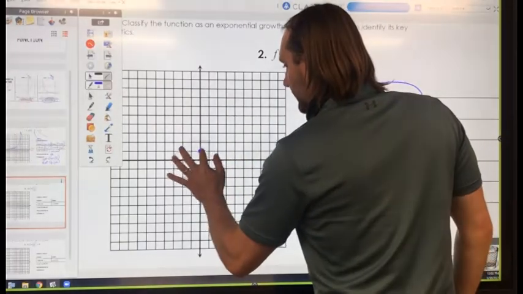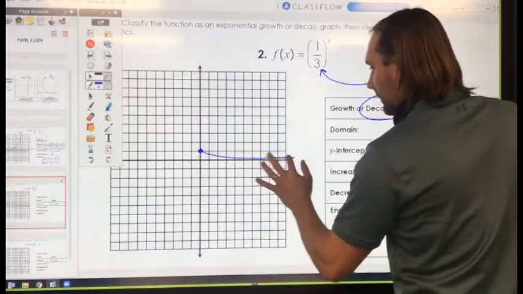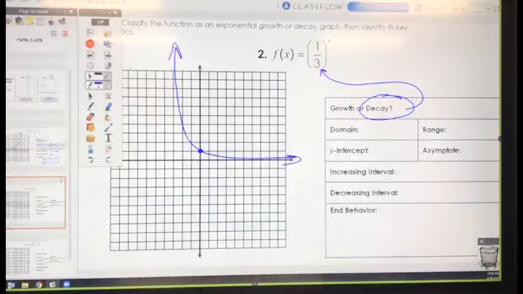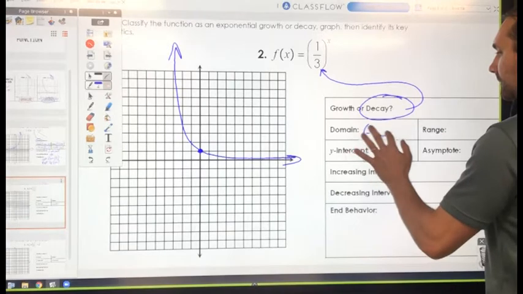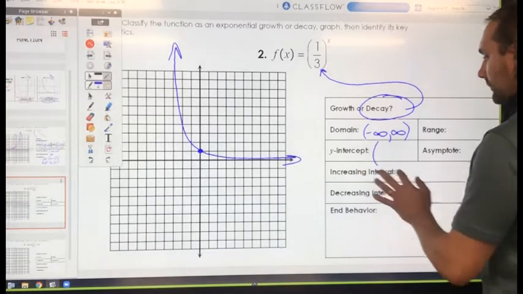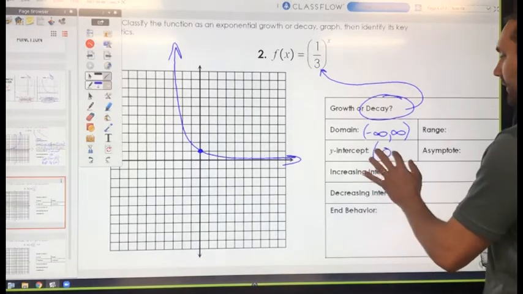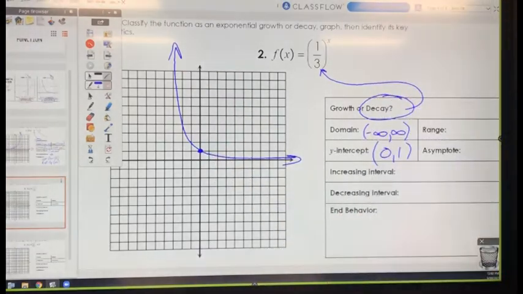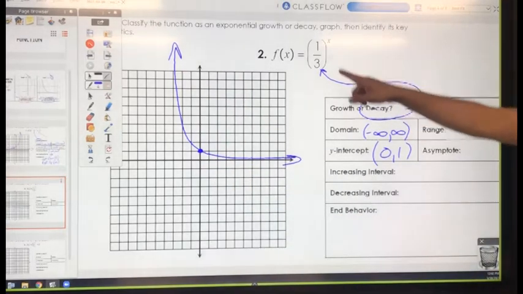So let me go like this. Drawing this one a lot better. There's my decay. What's the domain? Negative infinity to infinity. Yep, that's the same. Like I said, it doesn't change no matter what. What's my y-intercept? Yep, I have one at 0, 1. Since there was no shift, it stays at 0, 1. Anything raised to a 0 power is 1.